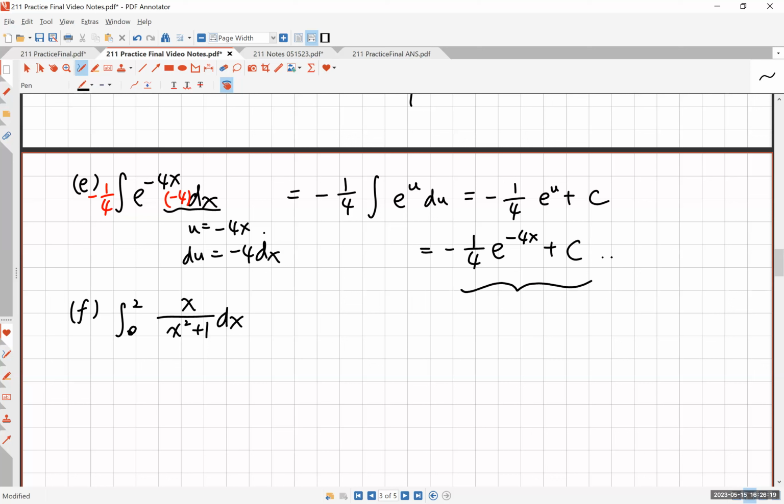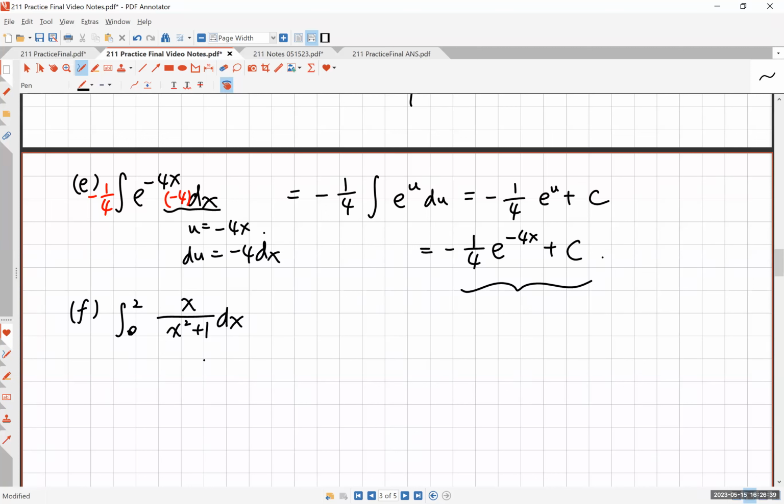If in doubt, try to differentiate this. You'll see that negative 1/4 and negative 4 will cancel each other. And you will end up with e to the negative 4x as we anticipated. All right, that's the answer, by the way, right? Make sure you have the plus c.